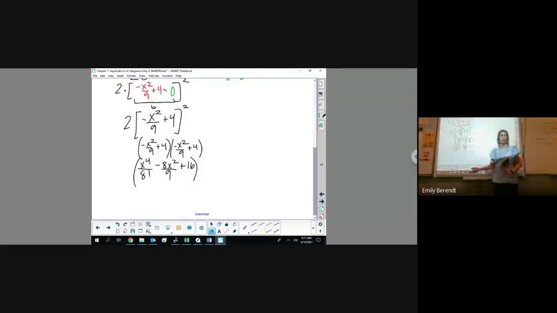Still in front, the 2. Don't distribute that in, because what can we do with it? We can pull it out in front of our integration. All right, but we do need our bounds. So it looks like they're crossing where? It looks like they're crossing at negative 6 and 6.